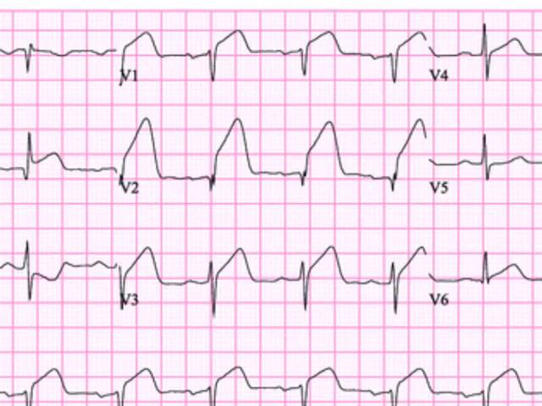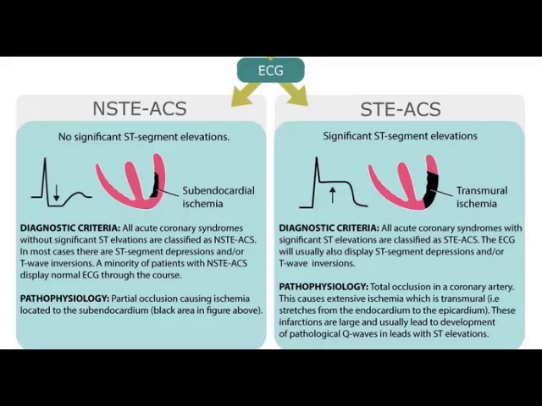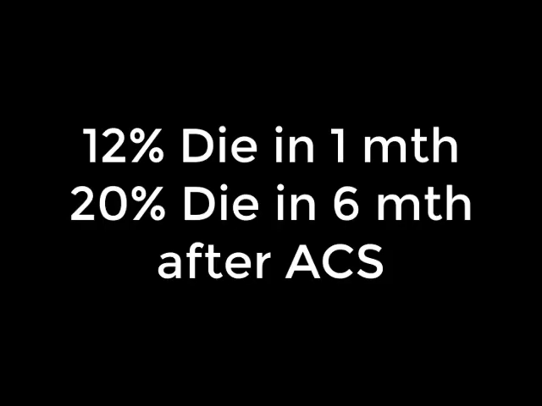Patients with ST segment elevation or new bundle branch block require emergency reperfusion therapy. In patients with acute coronary syndrome without ST segment elevation, the ECG may show transient or persistent ST or T wave changes, including ST depression and T wave inversion. Approximately 12% of patients will die within 1 month and a fifth within 6 months of the index event.